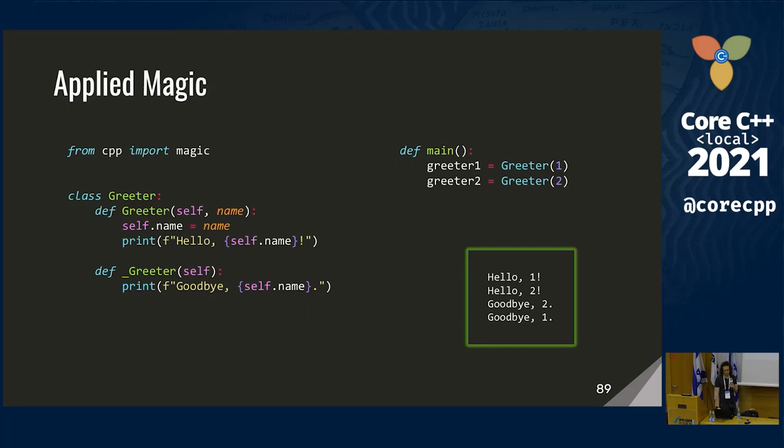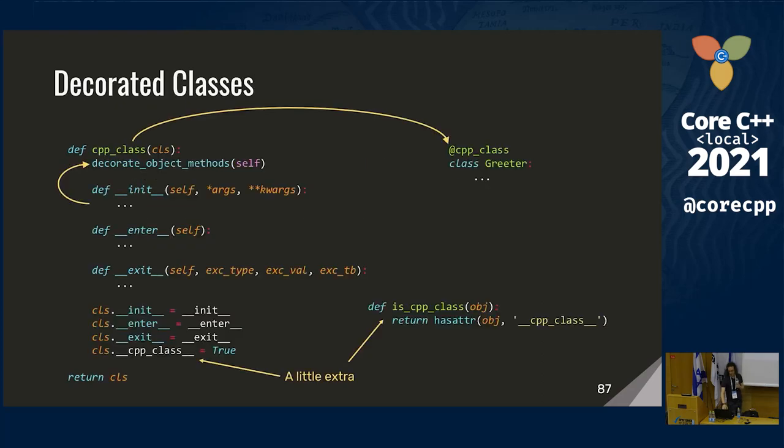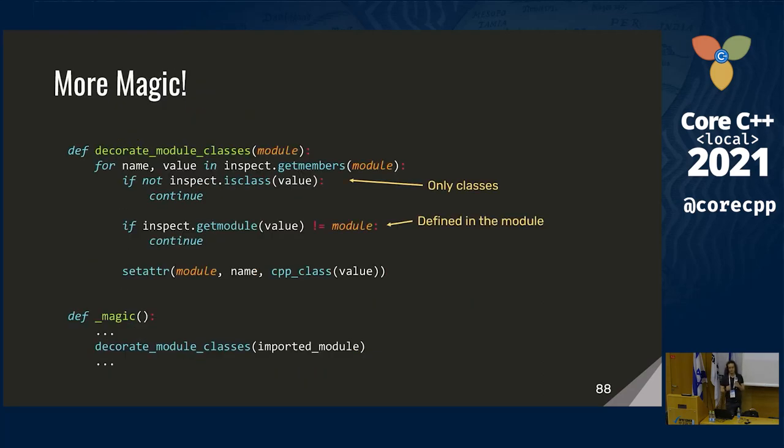Can you repeat the question? Okay, so there's no decorator, but what we did before, just like when we decorated all the free functions, we added a decorator to all the classes. We go through the module, find all the classes, and decorate them. Any other questions? Okay.